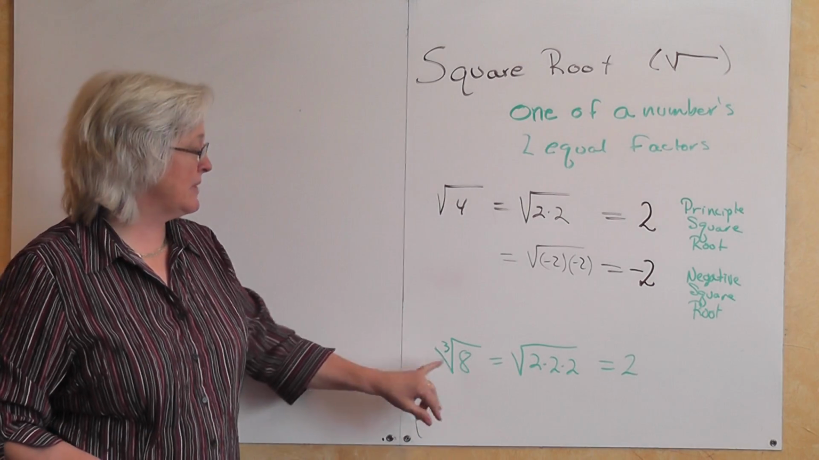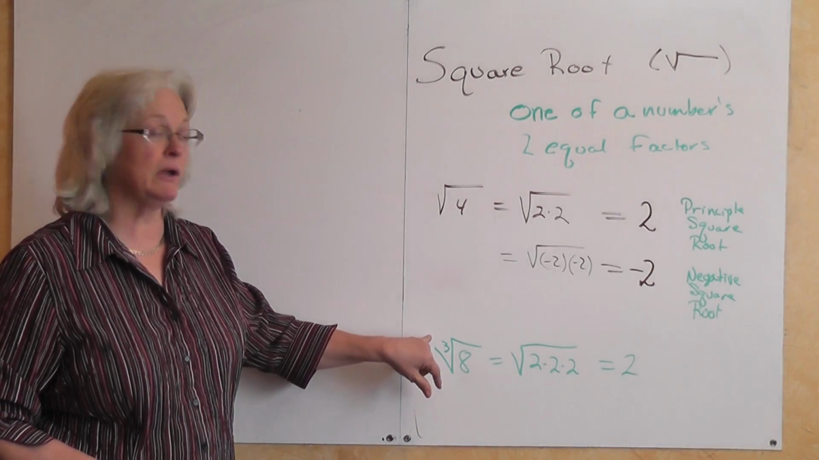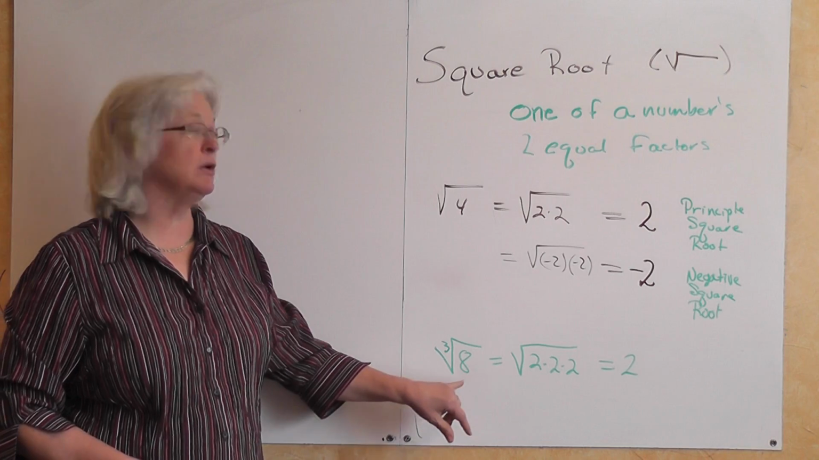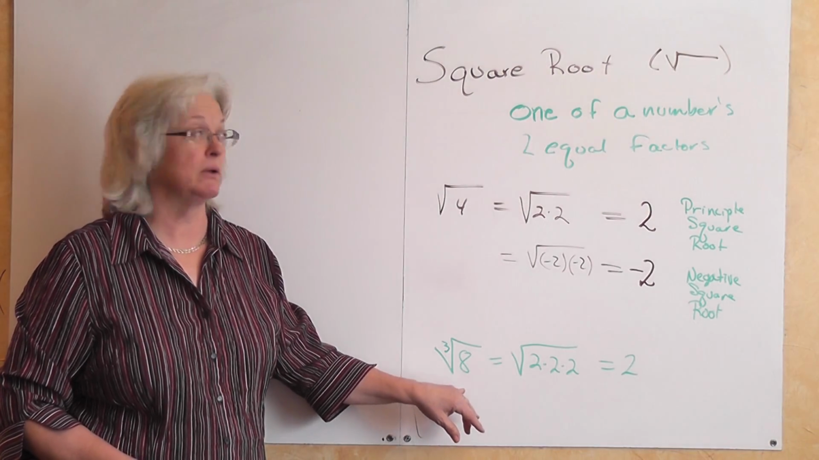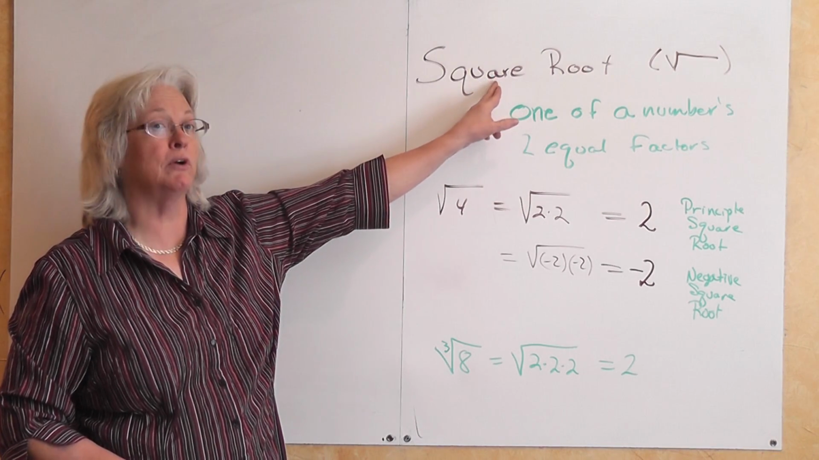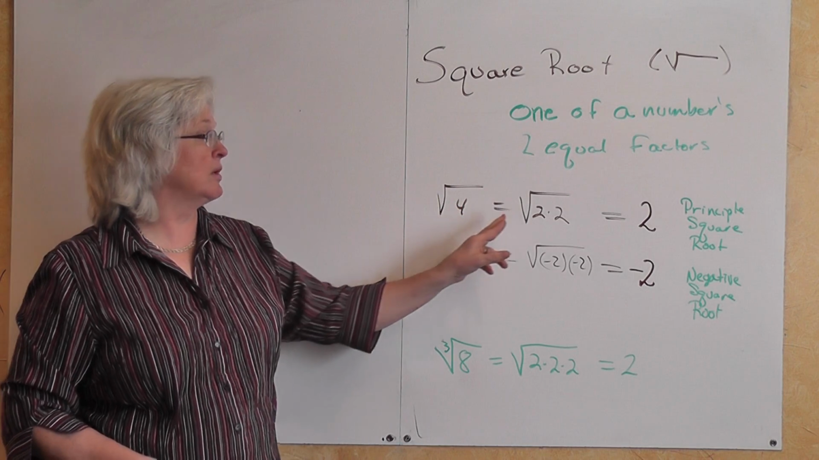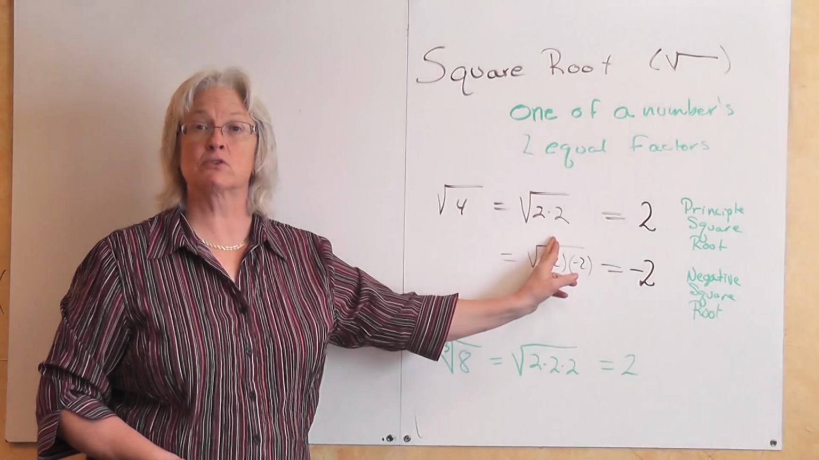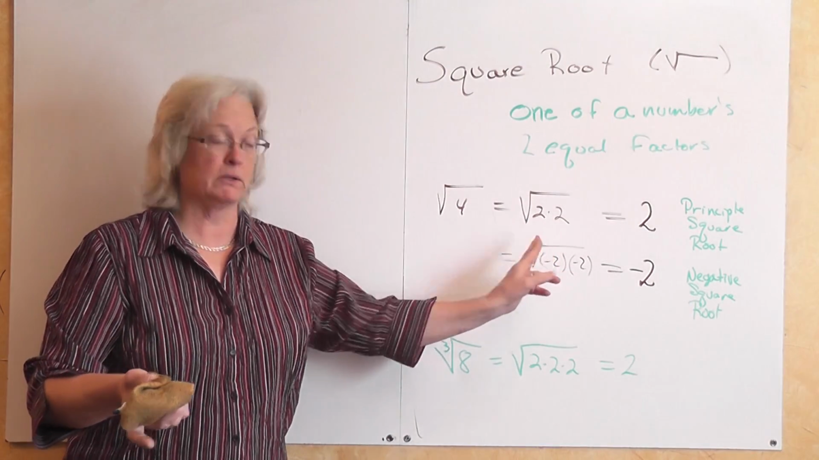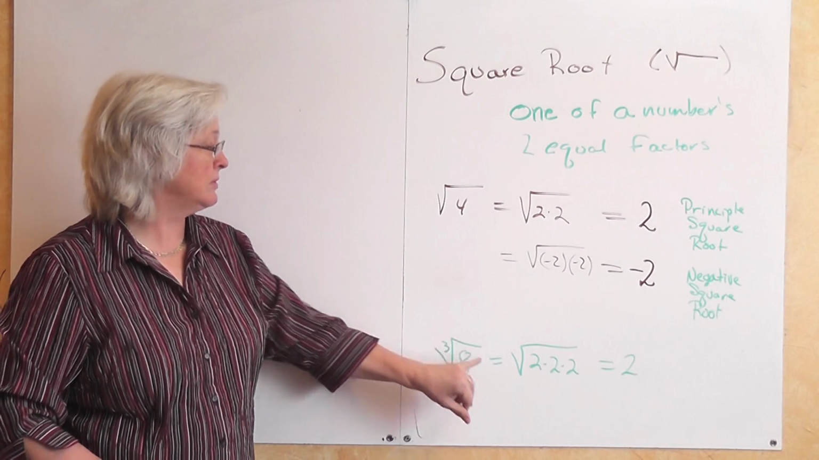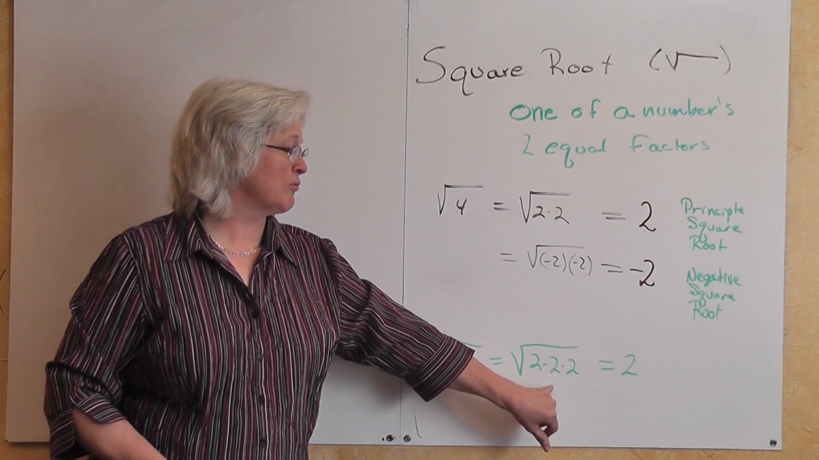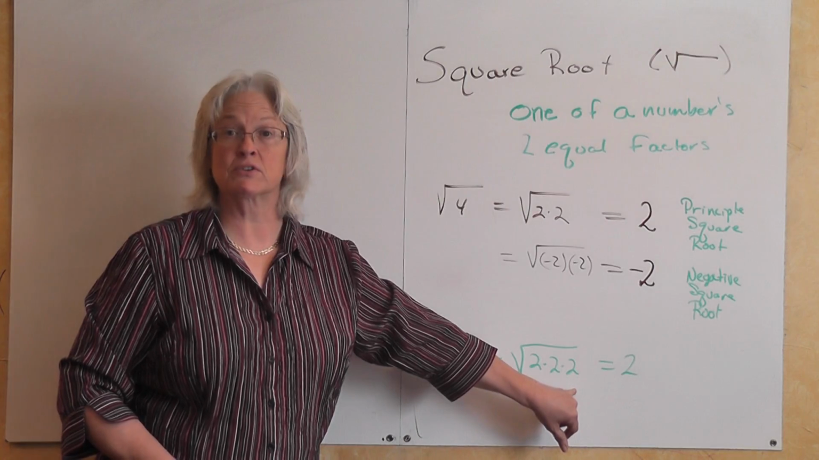You remember way back with this little 3 here, this is called the cube root of 8. Now if a square root is looking for one of a number's 2 equal factors, what do you think a cube root is going to be? Yeah, a cube root is one of a number's 3 equal factors.